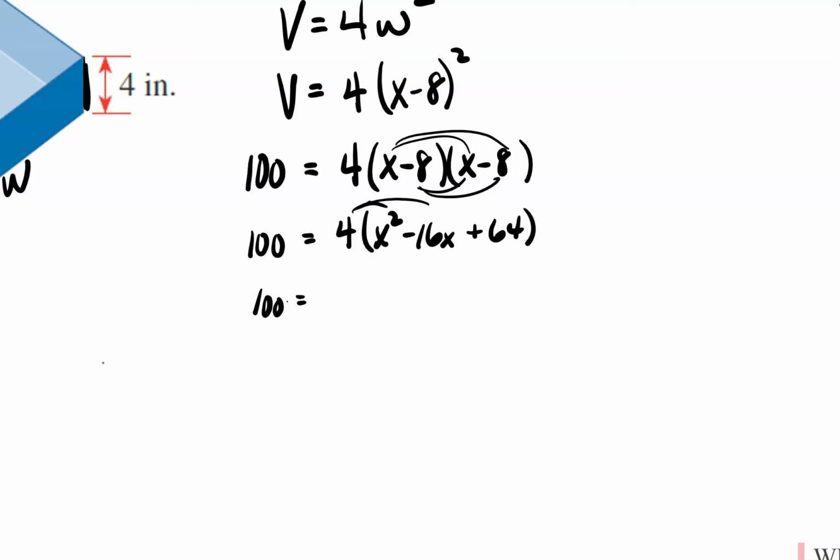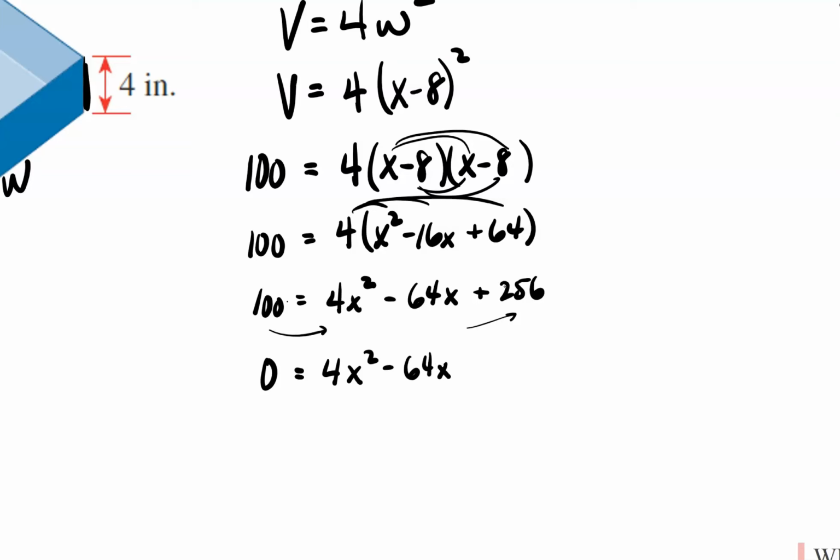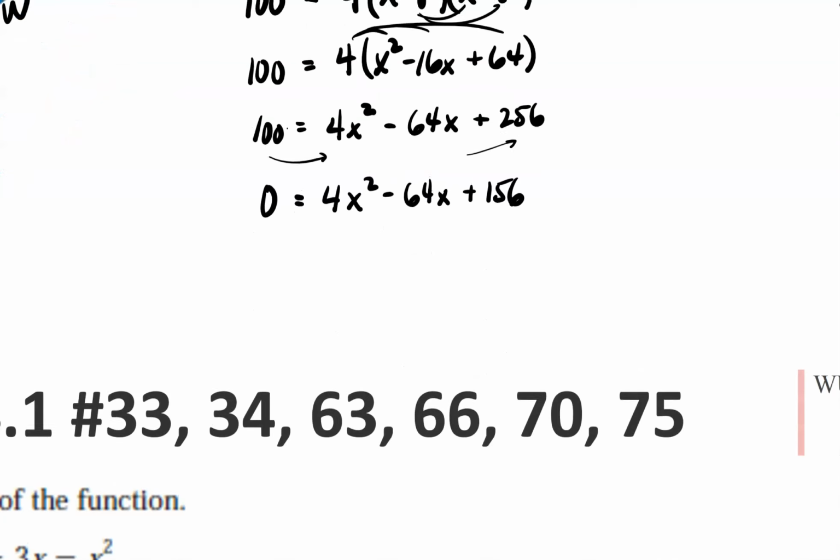Now if I distribute the 4 in, I'm left with 4X squared minus 64X plus 256. And now I see that I've got a quadratic expression on the right side of this equation, and I know that if I can make this equation equal to 0, then I can use the quadratic formula to finish solving. So I'll go ahead and subtract the 100 over to the right-hand side. It combines with this 256, and we're now left with 4x squared minus 64x plus 156.